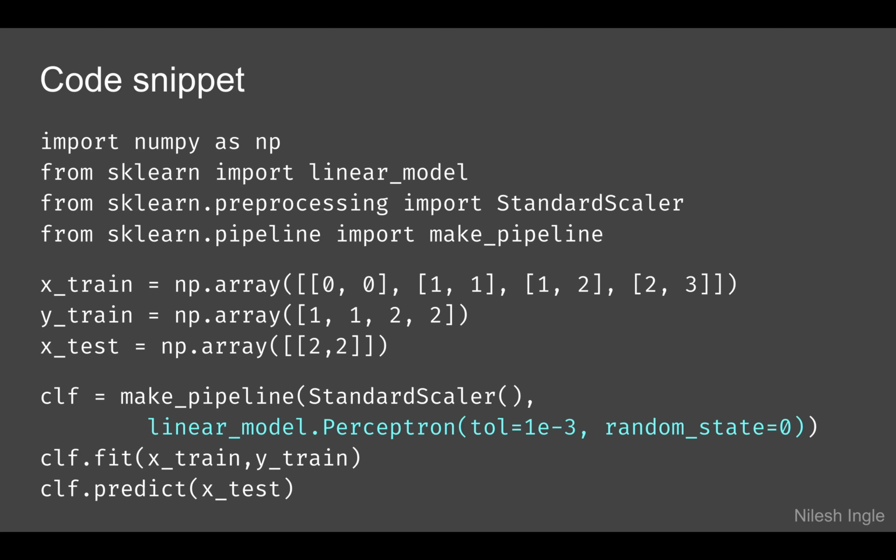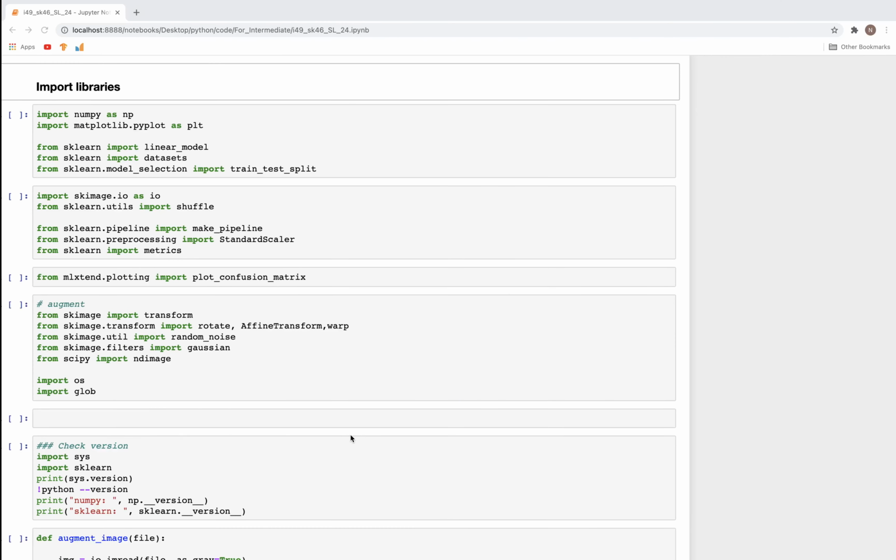In the code snippet, this is similar to what we have been seeing. Here we are importing numpy, linear model, and then standard scaler and make pipeline. To the train and test data set, we first pass it through the standard scaler in the pipeline, and then fit the model using linear model.perceptron as shown here. This is fit on the X train, Y train, and then finally we use clf.predict to predict on the test set. Now let's get into Jupyter Notebook and look at the code.